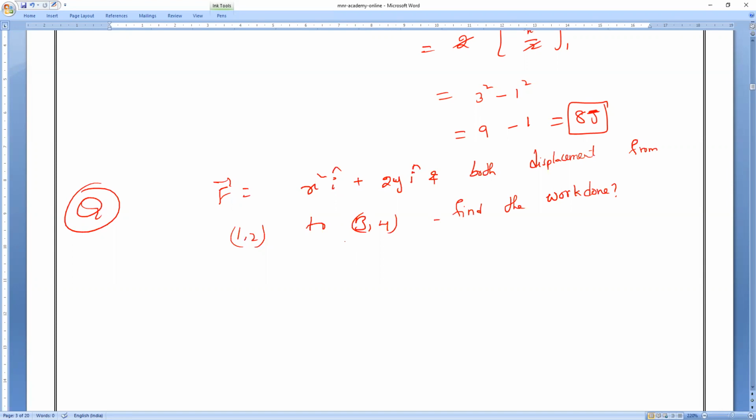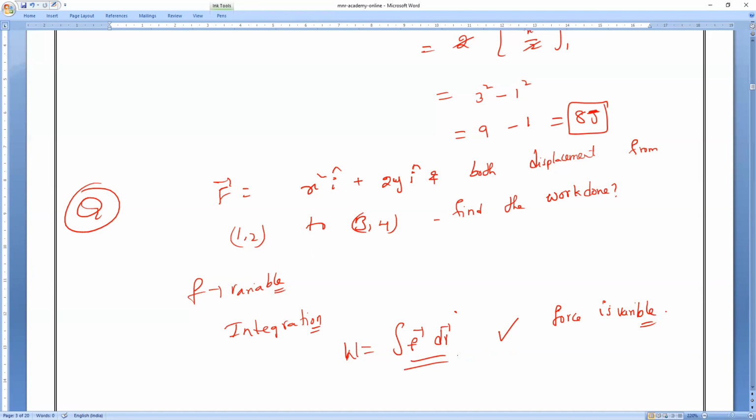Now we have to see that the force is variable. If F is variable, what will we take, integration or differentiation? Speak loudly. If the force is variable, it is integration. So what is the formula? Work done is the integral of F dot dr. Am I right or wrong? So this is the work done formula when the force is variable.